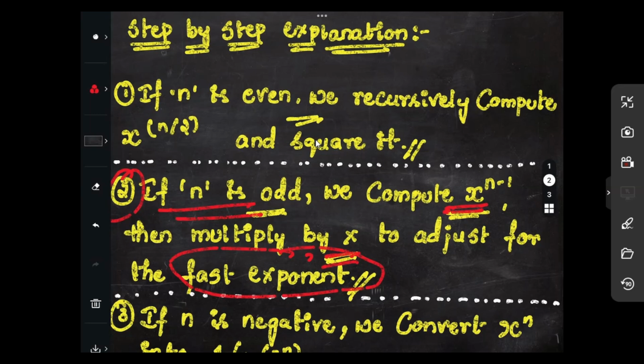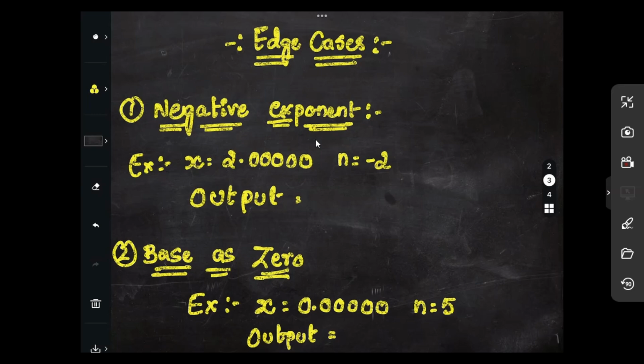If n is odd we saw, if n is even we saw, if n is negative, then what will we do? We will convert x to the power of n into 1 by x to the power of minus n. We saw this in the example already, right? The third example, I think. So I hope this is completely clear. If n is negative, we will convert x to the power of n into 1 by x to the power of minus n. So we considered when n is even, when n is odd, and when n is negative. We have already solved this by considering the first example, sorry. So I hope the approach is completely clear.